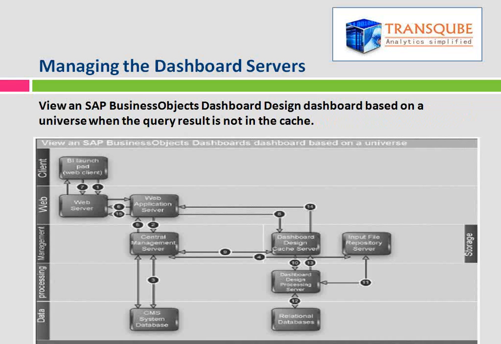Second, output file repository. Once you schedule this dashboard to refresh on a periodical basis, it creates a copy of it in the output FRS. If the copy exists in output FRS, it exists in the cache server too.